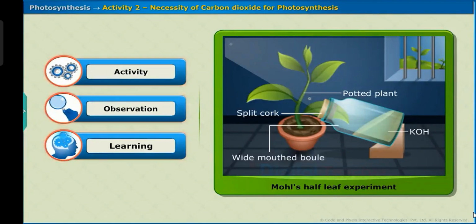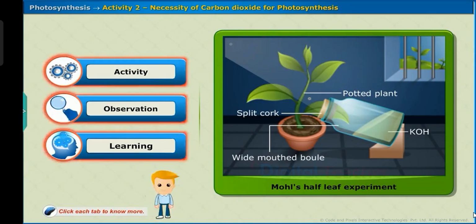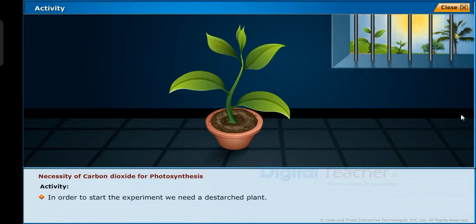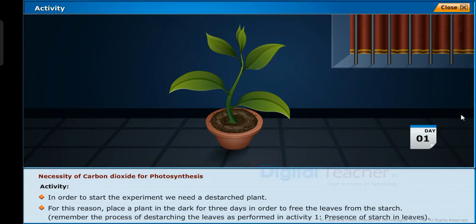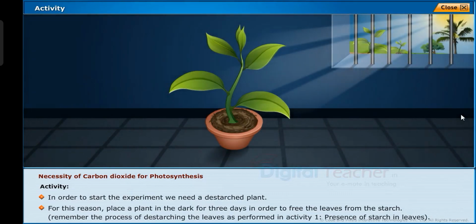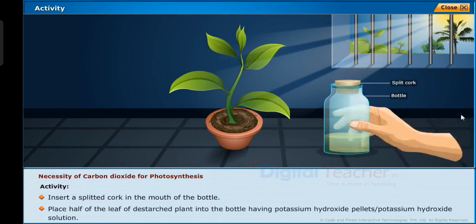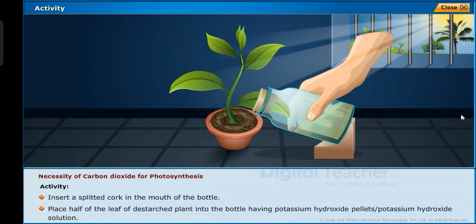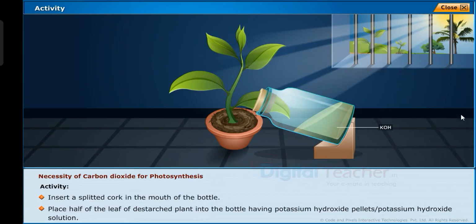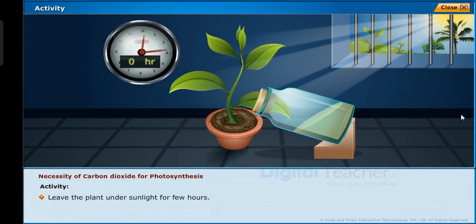Here, let us perform an activity to learn about the necessity of carbon dioxide for photosynthesis. Click each tab to know more. In order to start the experiment, we need a destarched plant. For this reason, place a plant in the dark for 3 days in order to free the leaves from the starch. Remember the process of destarching the leaves as performed in activity 1, presence of starch in leaves. Insert a split cork in the mouth of the bottle. Place half of the leaf of the destarched plant into the bottle having potassium hydroxide pellets or potassium hydroxide solution. Leave the plant under sunlight for a few hours.